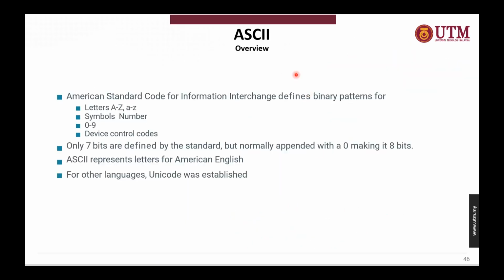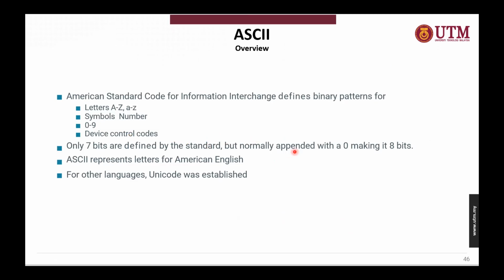Then we have the ASCII code. ASCII is the American Standard Code for Information Interchange, which defines binary patterns for letters, either capital or small letters, symbols, numbers from 0 to 9, or device control codes such as spacebar, enter, delete, and so on. For ASCII, only 7 bits are defined by the standard, because using 7 bits you can represent all of these: capital and small letters, and symbols such as the at symbol, hashtag, comma, semicolon, ampersand, as well as digits 0 to 9 and other device control codes.